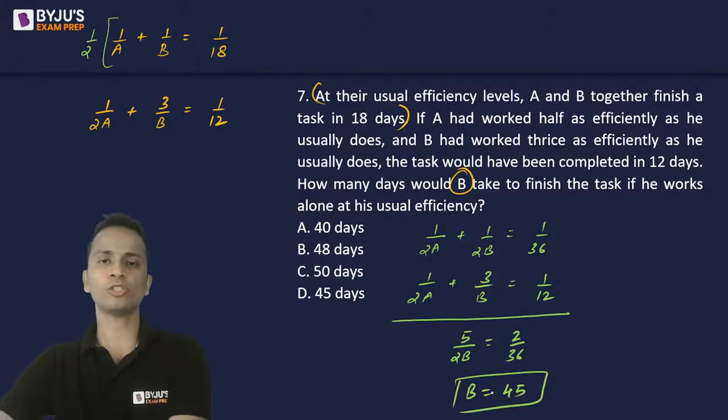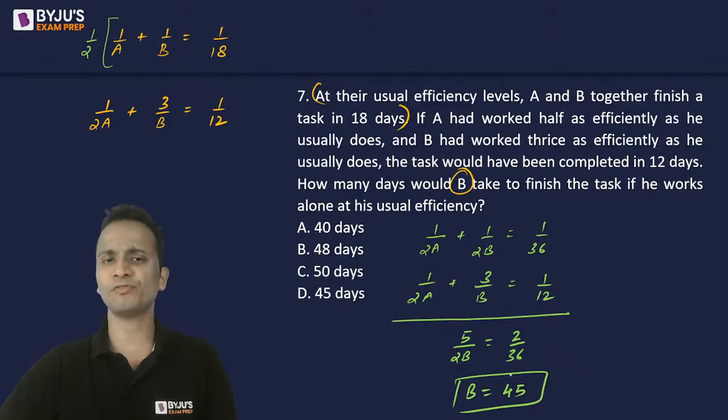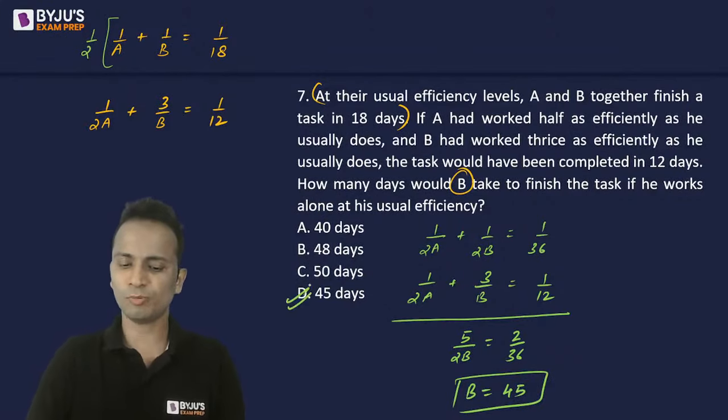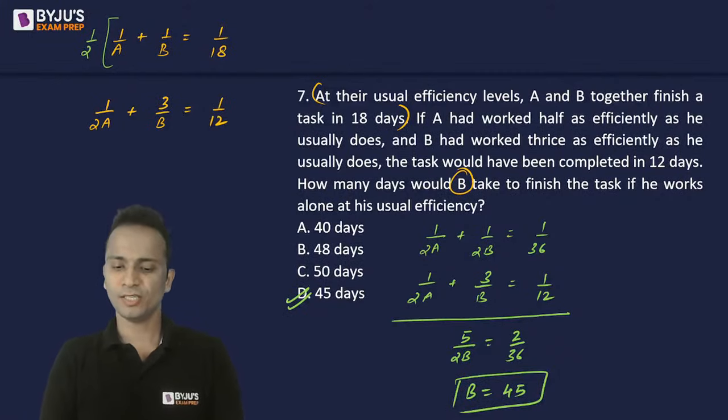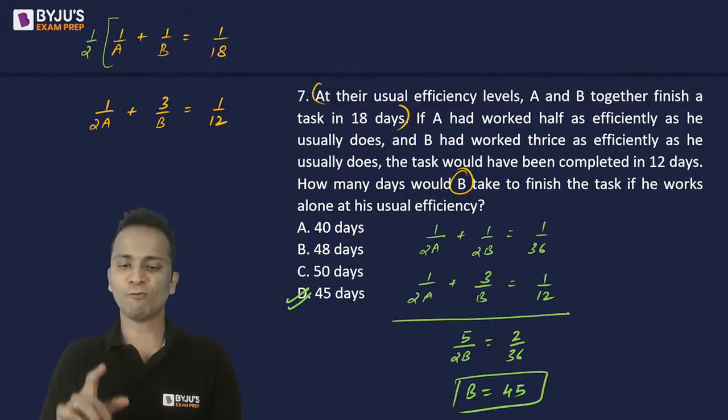All right. So the question was, in how many days can B alone finish the piece of work? So the correct answer is option D, that is 45 days. Simple as that. So that was question number 7.